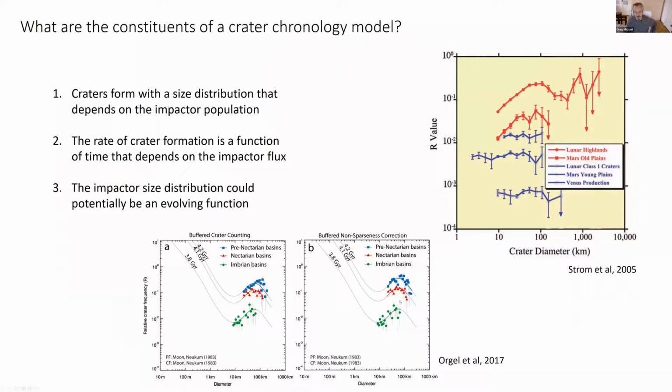So this is not to say that the impactor size distribution hasn't evolved over time, but this particular shape of curve that was thought to be evidence of this is not. So it also appears to be possible that the impactor population has not evolved over time. So these are the three main ideas that you have to grasp in order to really understand everything about how a crater chronology model works.